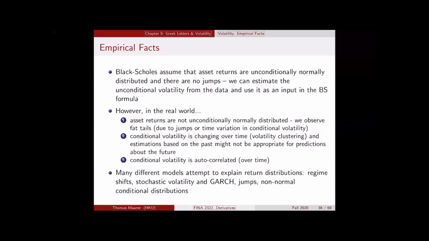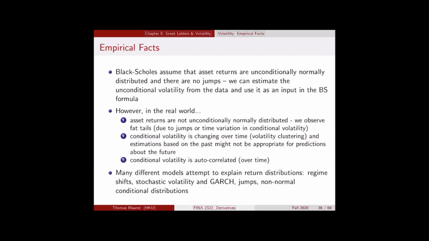In the second part of Chapter 9, we look at how, in particular, volatility is changing through time and how this affects our Black-Scholes formula to price put and call options. So in the Black-Scholes formula, we assume that asset returns are unconditionally normally distributed and they don't have any large jumps. So they don't suddenly have very high returns or very low return realizations.